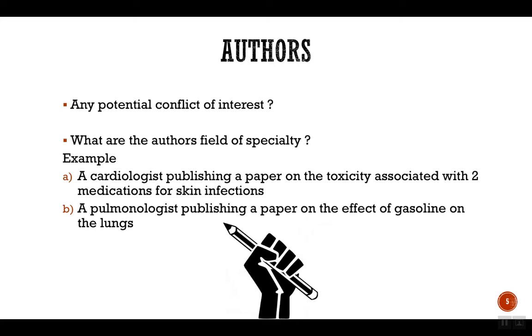Now, what is the author's field of specialty? This is something you want to take into consideration also. We prefer that the authors who are publishing this study are practicing in the scope, right? In their own scope, this publication is related to their scope of practice. So example here, A is a cardiologist publishing a paper on the toxicity associated with two medications for skin infections, compared to B, a pulmonologist publishing a paper on the effect of gasoline on the lungs. Right, so obviously B is publishing a paper in their scope, and I'm more confident when I'm reading that trial.